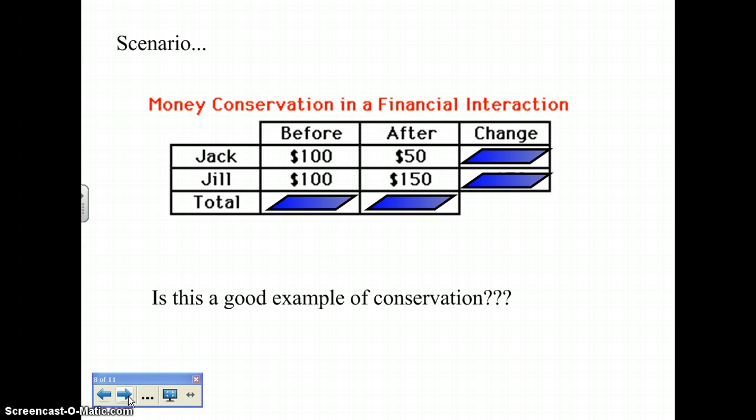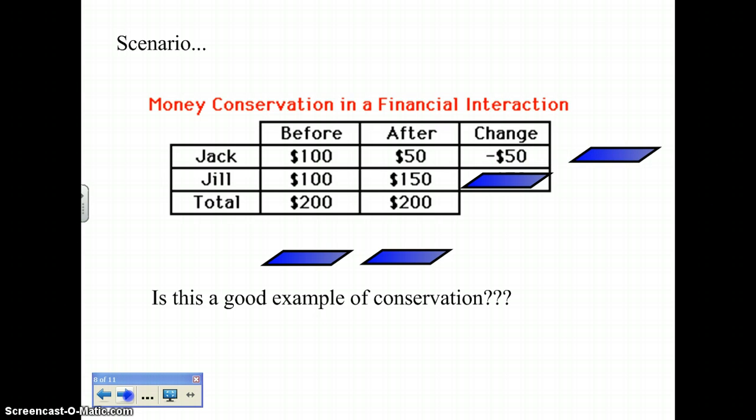Let's talk money, right? You have $100, he has $100. You go out and you spend 50, but Jill has 150 because you gave her 50 bucks. But both of you together at the beginning had $200. Jill gained $50 of Jack's money, but Jack and Jill still have $200. So what was the change here? Jack's change is going to be what? What should be behind this blue screen? Jack's change is going to be negative 50, right? Because he gave up $50.